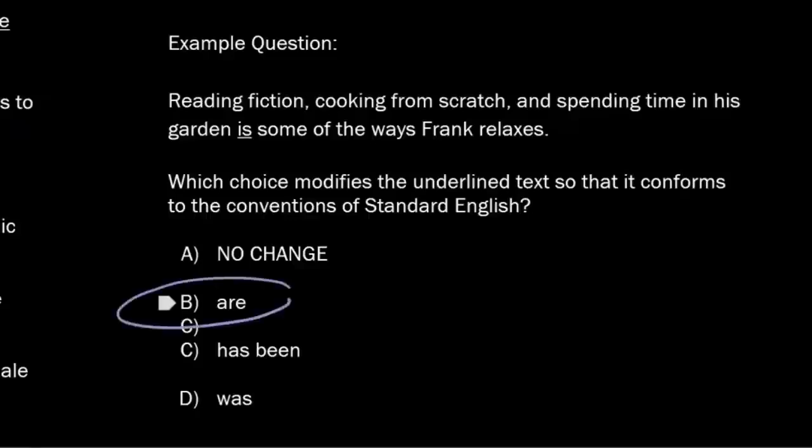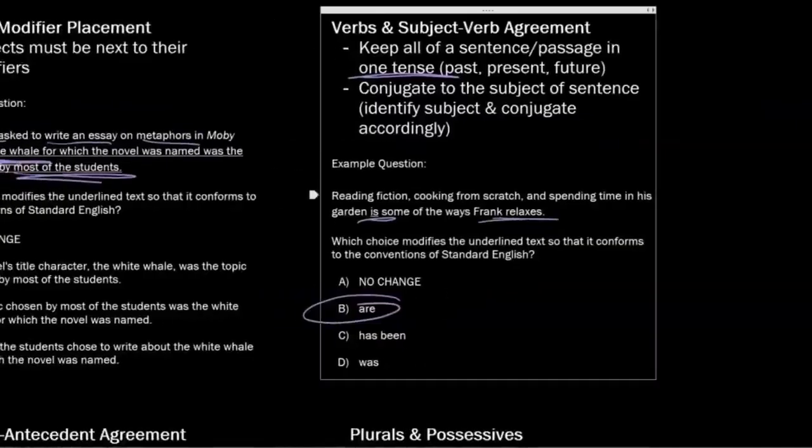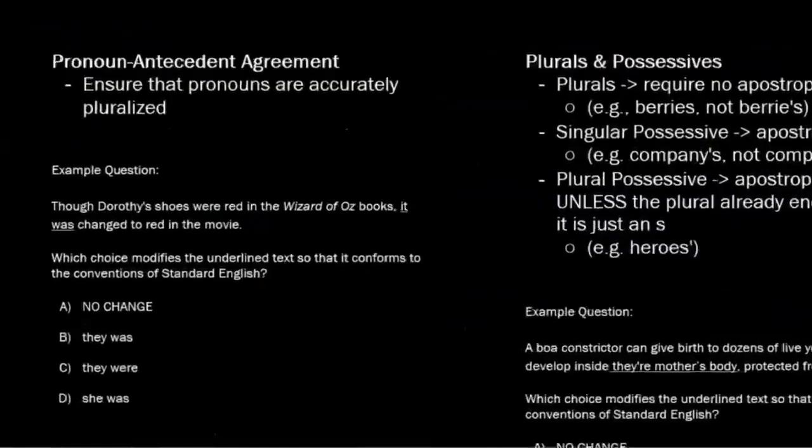Okay. This is present tense. He's currently doing the relaxing, right? They are some of the ways that he relaxes. They aren't. "They is" is not some of the ways that he relaxes, right? They are some of the ways.